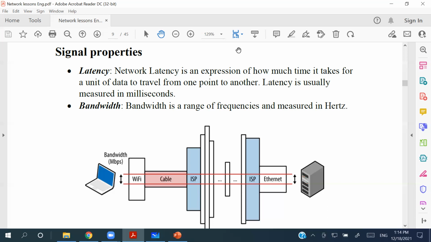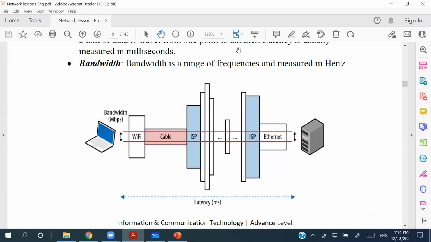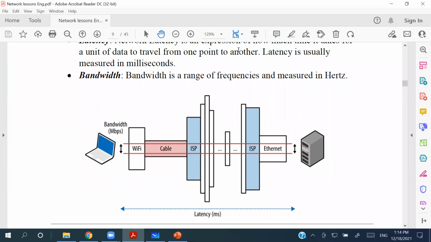Now, the picture given to you illustrates the bandwidth and the latency. You can see bandwidth is measured in Mbps, megabits per second, and the latency is indicated in milliseconds. Latency depends on the communication media that we have. So we have Wi-Fi, a cable, an internet service provider, and some media in between.